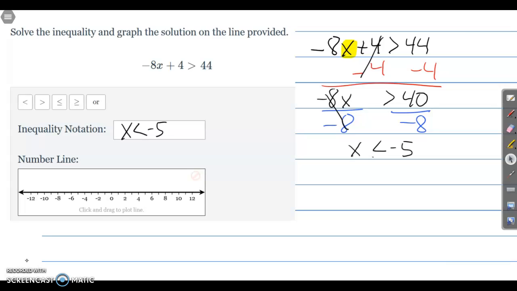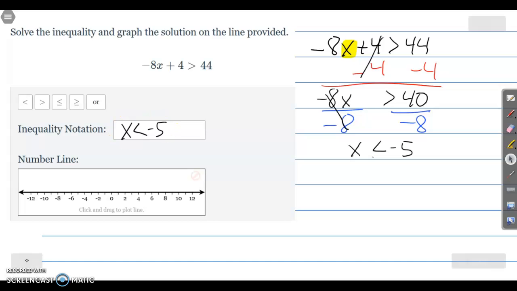Remember, it's not whether you get a negative, it's if you divide by a negative. You need to have that negative on both parts of your division there, and that's how you know to swap the sign. So then I end up with x is less than -5.